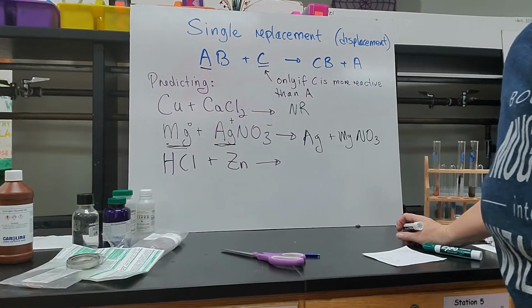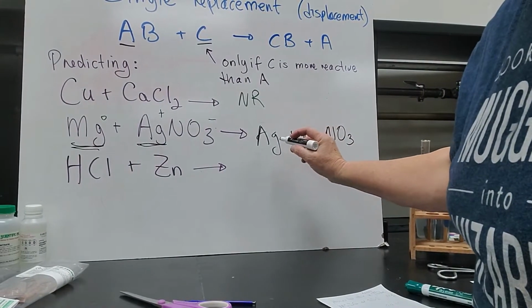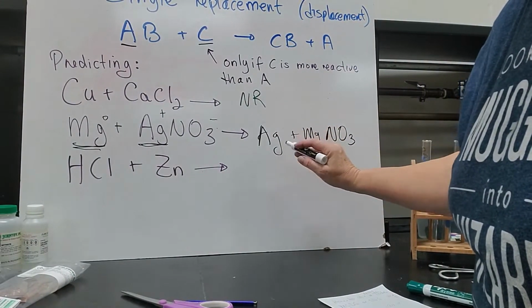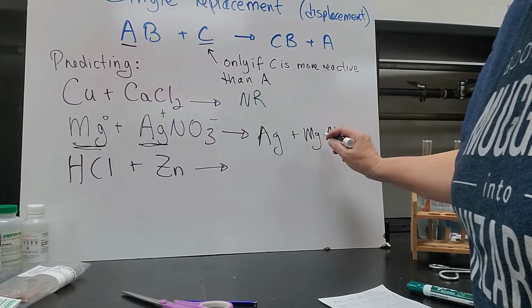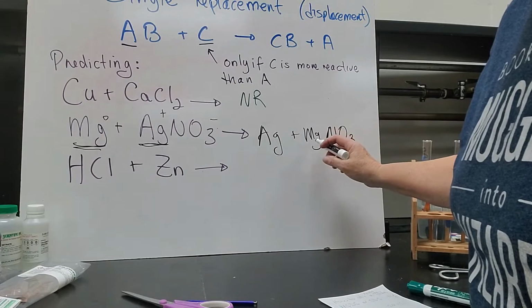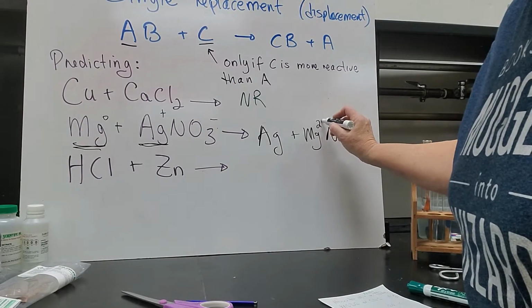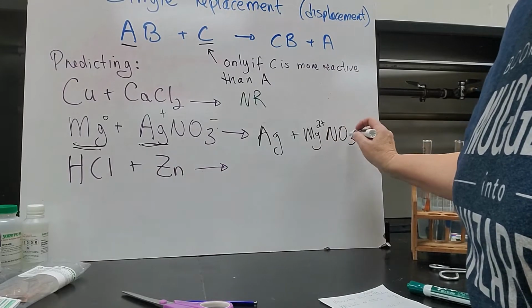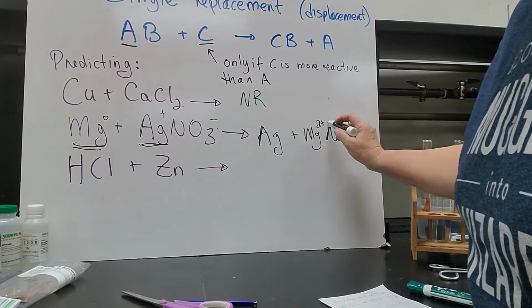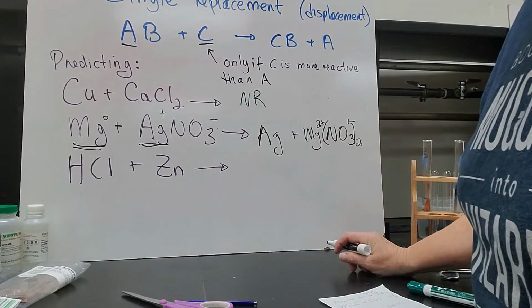Now, I cannot leave it like that. First of all, I have to check and see, is silver diatomic? No. Is magnesium diatomic? Well, it's not, but it doesn't matter because it's in a compound. Diatomics don't apply in compounds. But I do know that the charge is 2+. If you look on your ion sheet, that's -1. So I have to put my 2 down here, my 1 down here, crisscross.